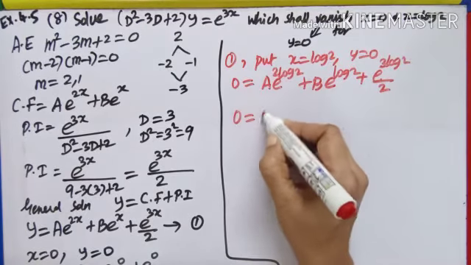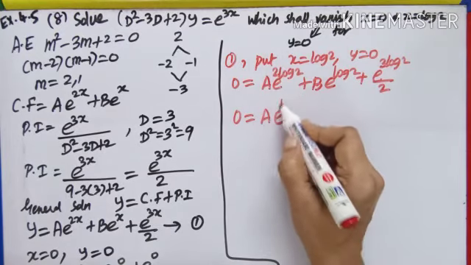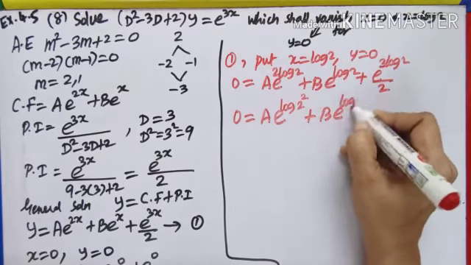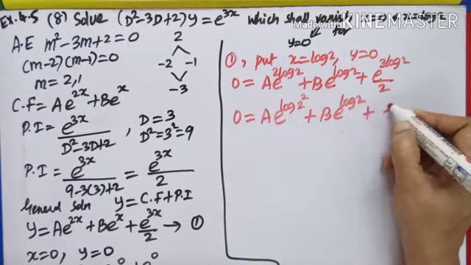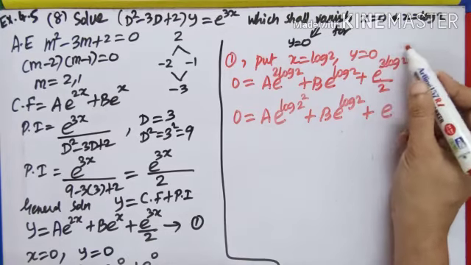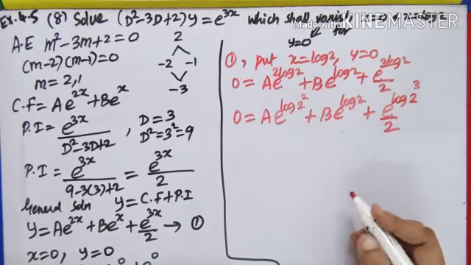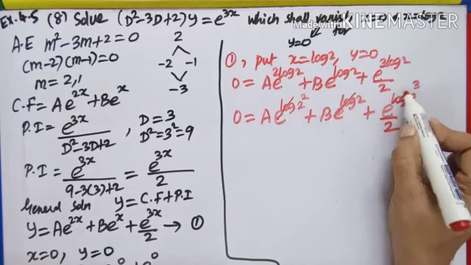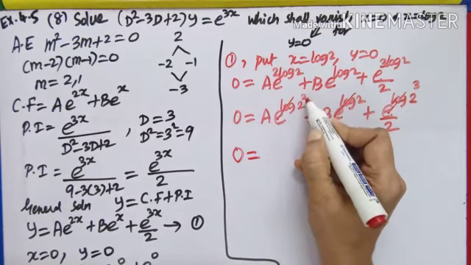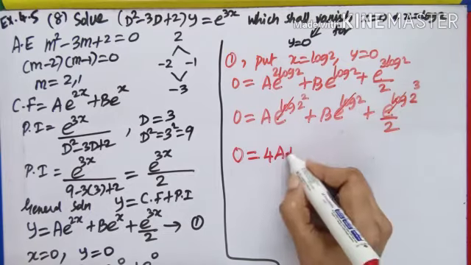The next step: a e power, the number in front will go to the power, log 2 square, plus b e power log 2. Here there is no number in front, keep it as it is. e power, what is the number in front? It will go to the power. So 3 will go to the power. I will write log 2 cube by 2. We know e power log, reciprocal functions will get cancelled. 0 equals 2 square is 4 into a, plus 2 into b.